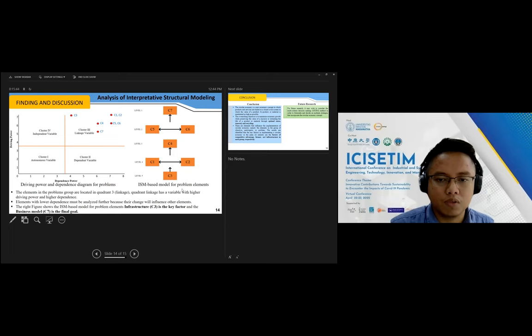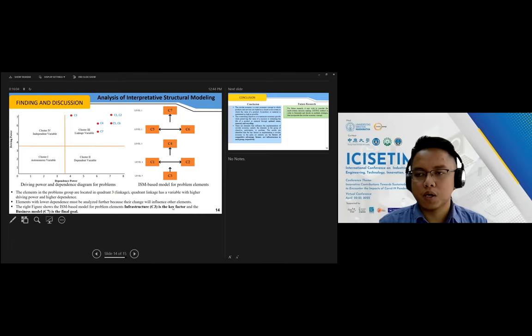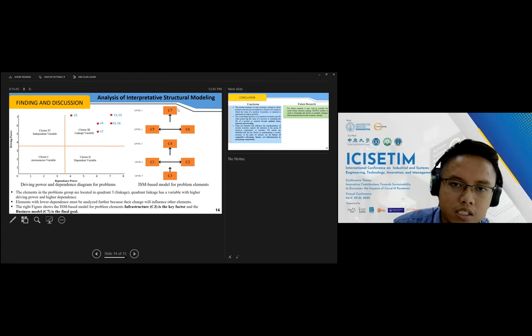And after I create the diagram, I create the ISM-based model for the problem element. And I get the key factor for the problem is the infrastructure. Why? Because if we want to apply the circular economy, we must have the infrastructure. For example, if we want to process POME waste from biomass into electricity, we must have infrastructure, like the technology or the method to process biomass into electricity. And the final goal is G7, the business model.